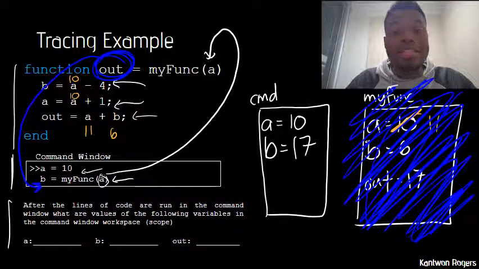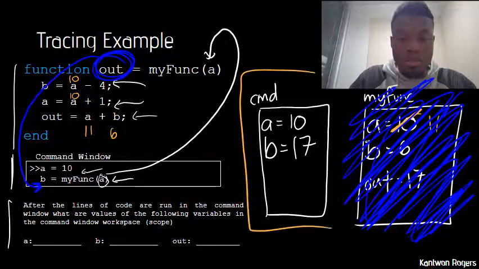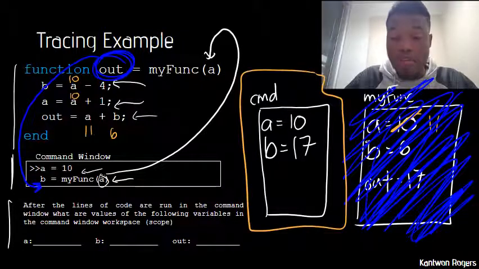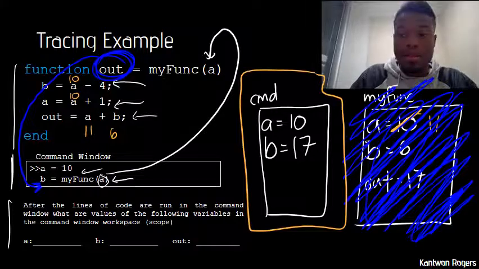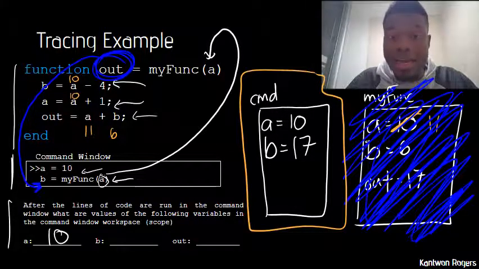So inside of our command window workspace, right, so that's this one right there, we want to know what's the value of a. So the value of a inside of the command window workspace is 10. Okay. Once again, this a is completely different from the a that was inside of the function. Writing out the two scopes this way helps make doing these types of problems a lot easier. You don't get confused with all the variables that might be named the same thing.